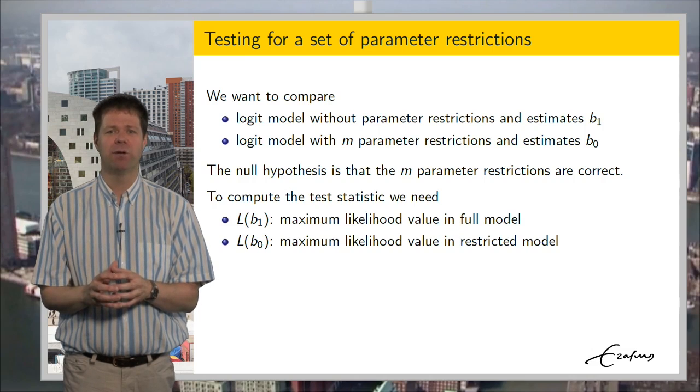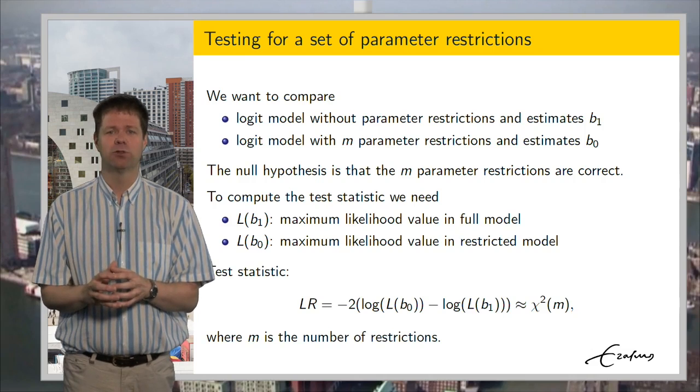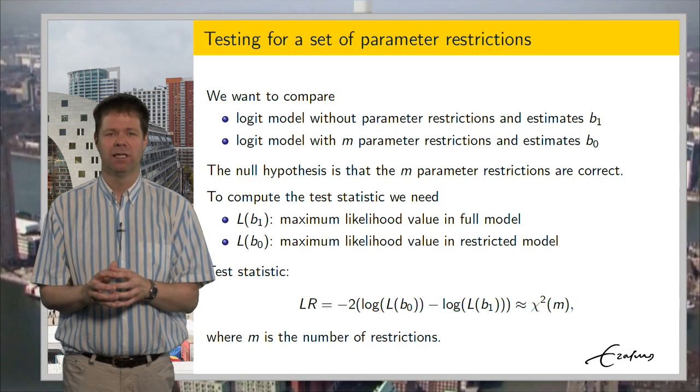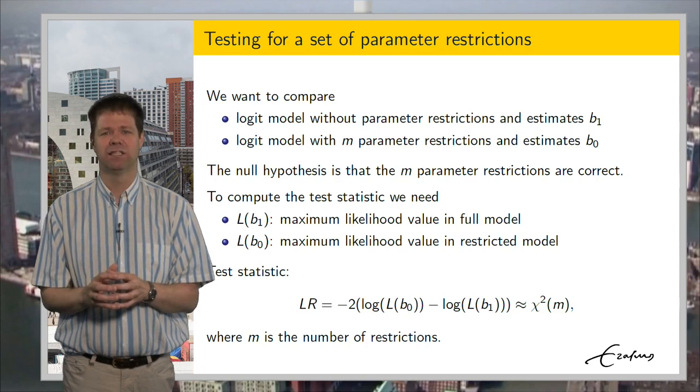These values are obtained by evaluating the likelihood function in the MLEs. The likelihood ratio statistic can now be computed as -2 times the difference between the latter and the former maximum log likelihood value. This statistic has approximately a chi-square distribution, where the degrees of freedom is equal to the number of parameter restrictions. In case the value of the statistic is larger than the critical value, reject the restrictions. When you reject, it means that the difference in log likelihood value between the restricted model and the unrestricted model is statistically too large.